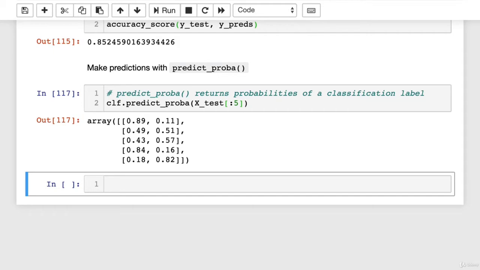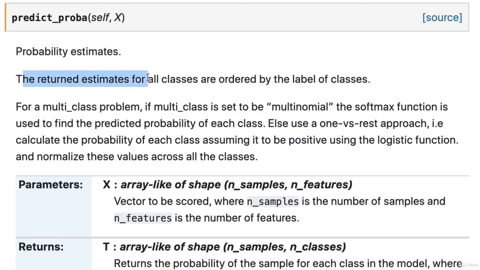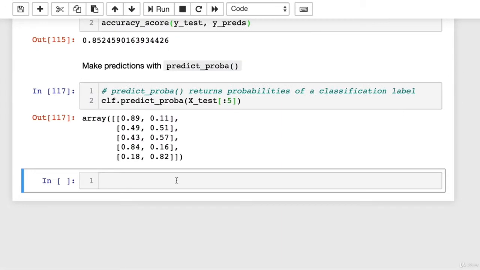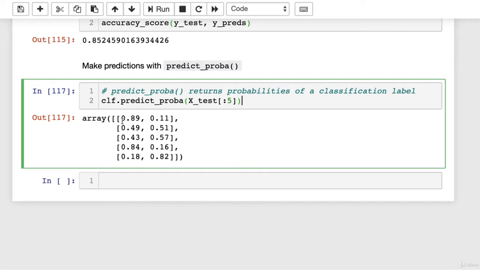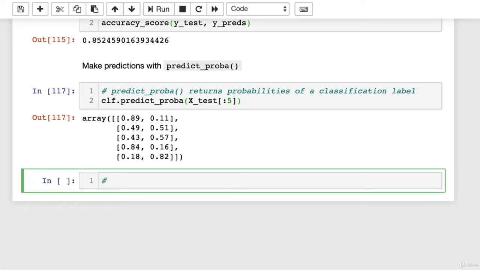Now in Scikit-learn, they've used the returned estimates for all classes. So a class would be not heart disease, and the other class would be heart disease. That's just another word for different labels, classes. Now, what do we have here? Well, we have probability estimates. Now, what exactly is this?